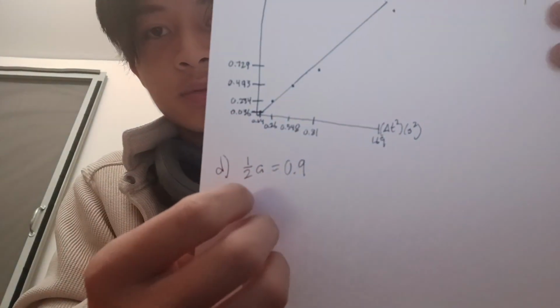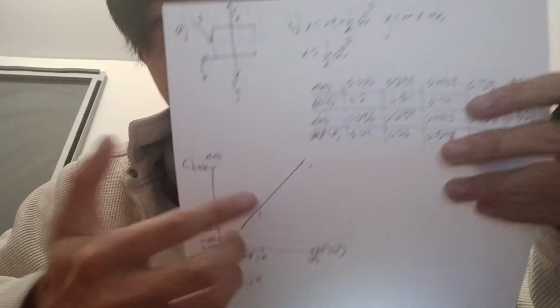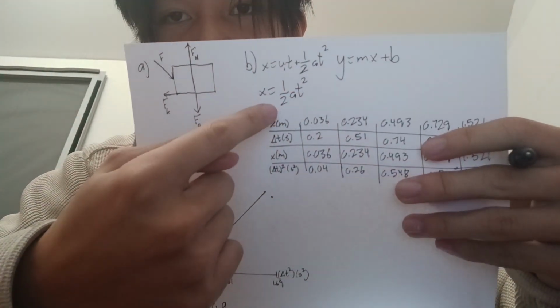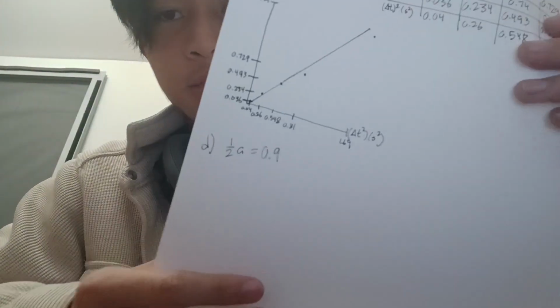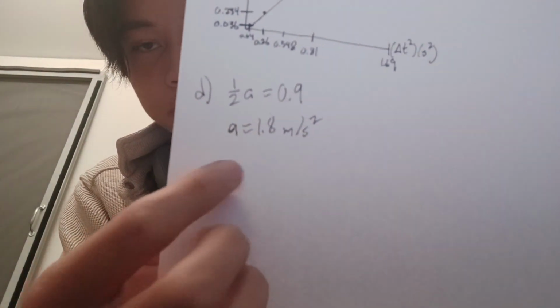Like that, right? Because 0.9 meters per second squared is the slope of the line here. And so, in this form, we set 1/2 A equal to 0.9. Divide both sides by 1/2, and you get A equals 1.8 meters per second squared, like that. So that's our value for A.